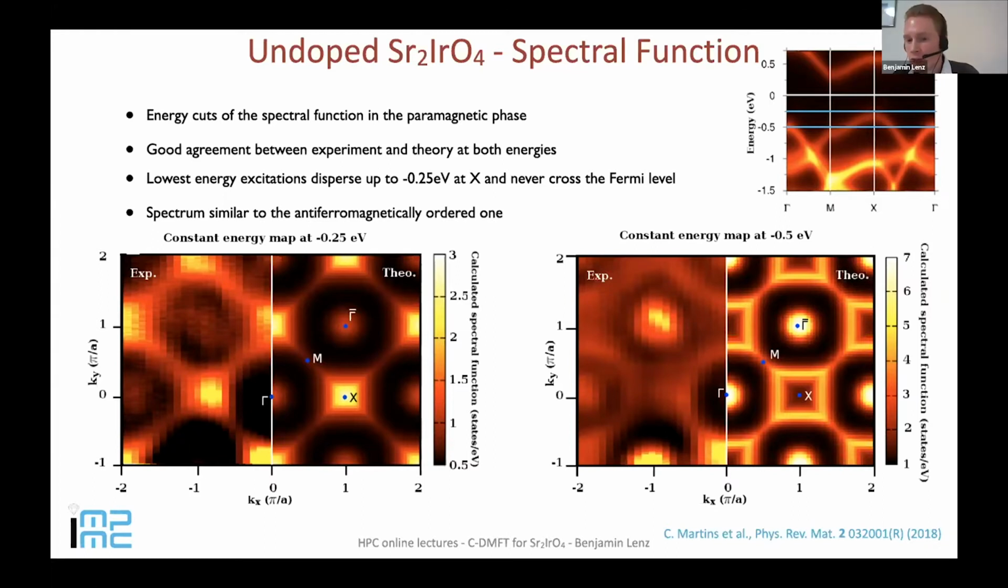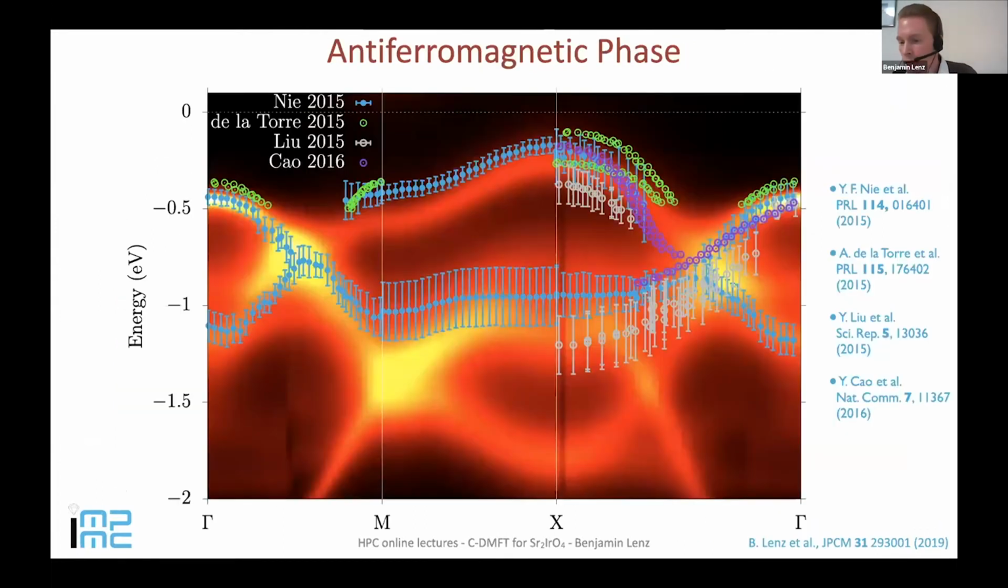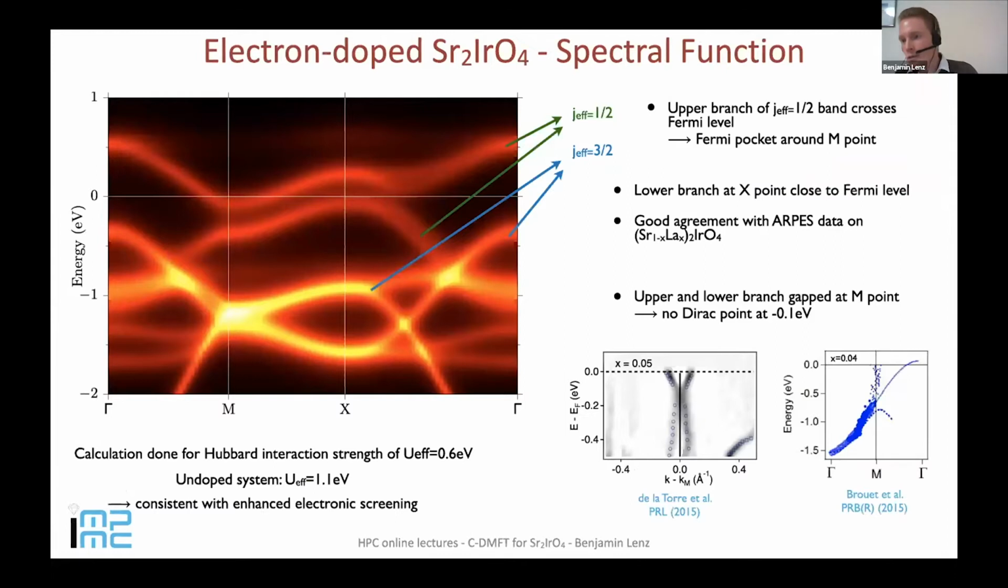For the paramagnetic phase, you can redo the same type of calculation also for an antiferromagnetic phase, which I do not have the time to discuss here, but you can convince yourself that this also results in good agreement. So far, I've shown spectral functions for the pure sample. You can also electron or hole dope the samples, which is shown here.